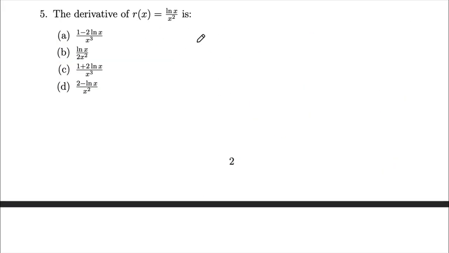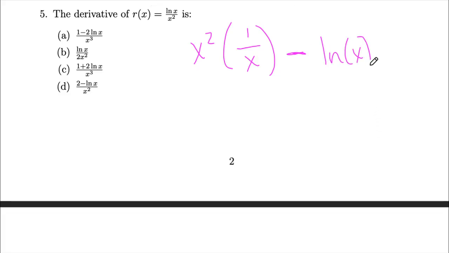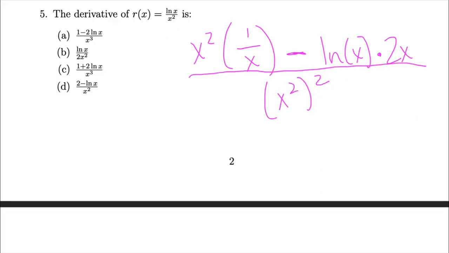Okay, this question we have to recognize as a quotient rule question, right? Because we see a fraction here, or we see division. So for this, we're going to do low d high minus high d low to start. Low is just a different way of saying our denominator. So that's x squared times d high, which is the derivative of natural log of x, which is 1 over x, minus high, which is natural log of x, d low. That's the derivative of the denominator, which is just 2x using the power rule. And then this is all going to be over low squared, or our denominator squared, which is x squared squared.